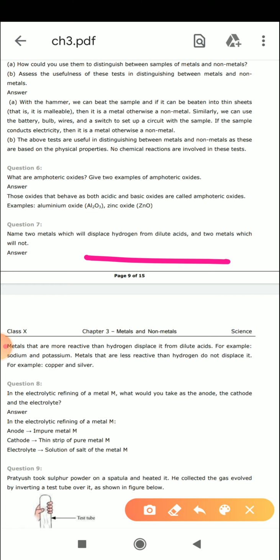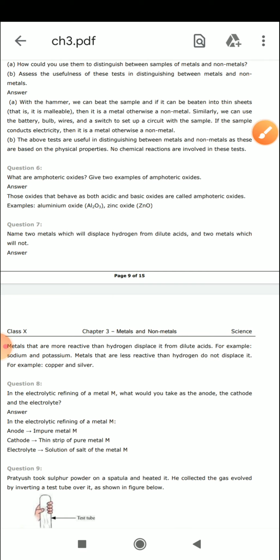That is related to electro refining, and that topic is removed from your new syllabus, so I am not going to discuss the answer of the eighth question.